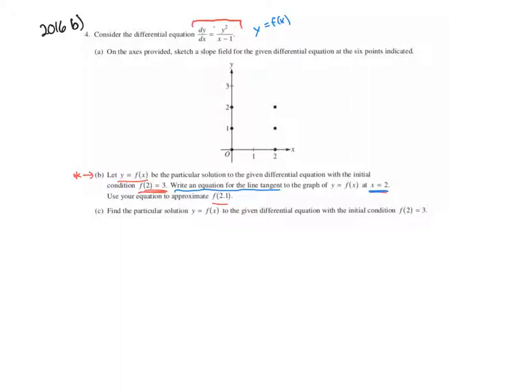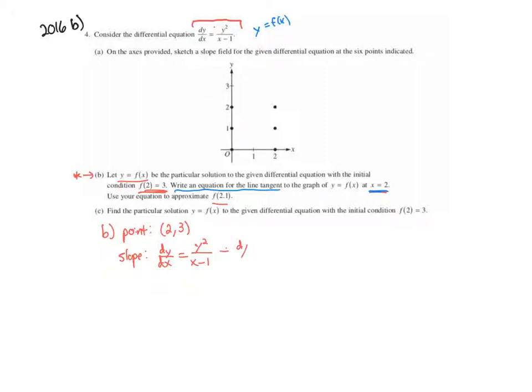So in part B here, we're going to set it up the same way that we did before. We want to know our point, and we want to know our slope. Our point in this case is (2, 3). And our slope, we would use our differential equation for. So dy/dx equals y squared over x minus 1.